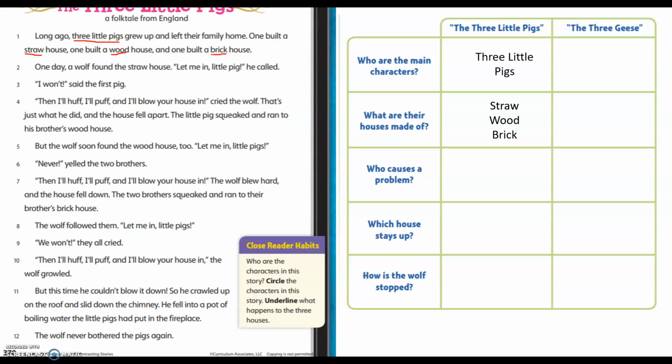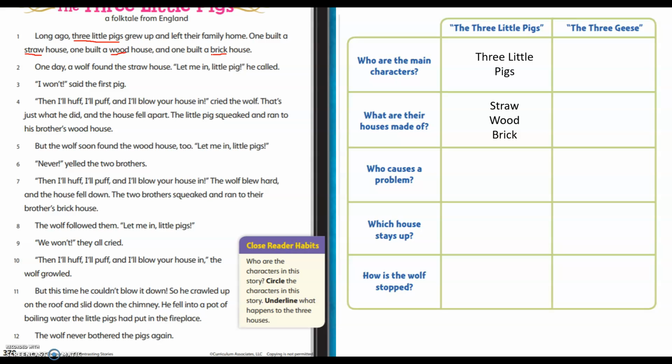One day a wolf found the straw house. "Let me in, little pig," he called. "I won't," said the first pig. "Then I'll huff, I'll puff, and I'll blow your house in," cried the wolf. That's just what he did, and the house fell apart. The little pig squeaked and ran to his brother's wood house. But the wolf soon found the wood house too. "Let me in, little pigs." "Never," yelled the two brothers. "Then I'll huff, I'll puff, and I'll blow your house in." The wolf blew hard, and the house fell down. The two brothers squeaked and ran to their brother's brick house.